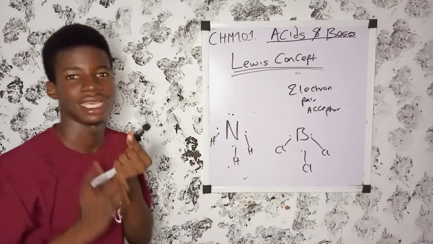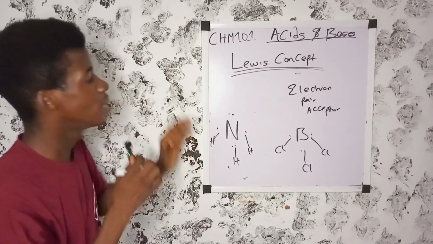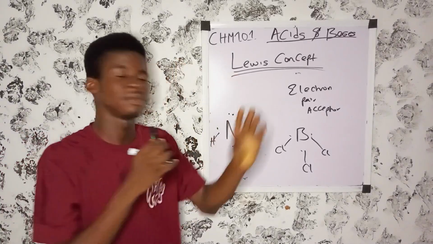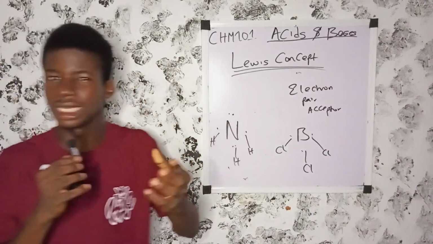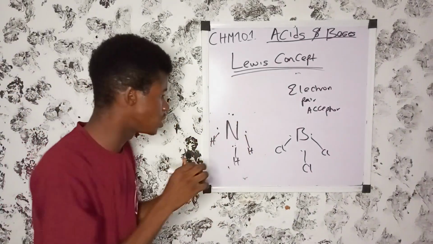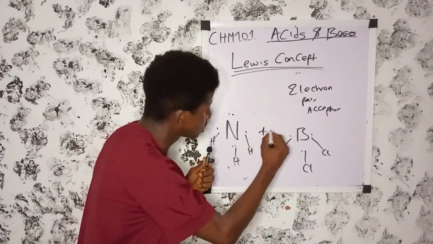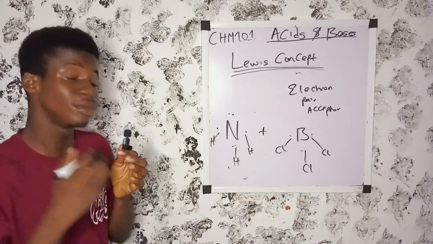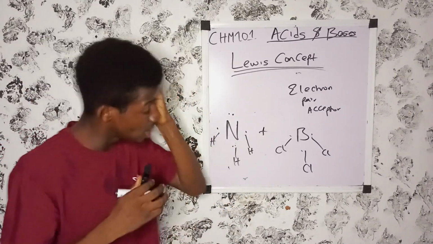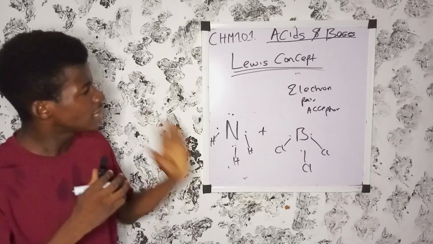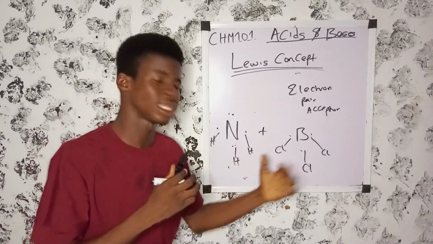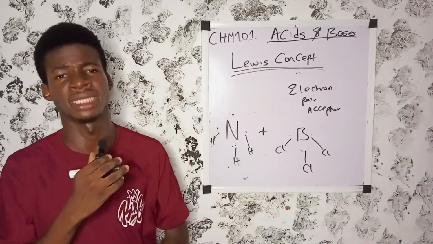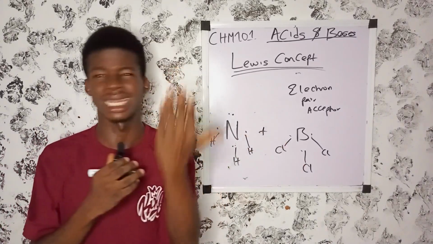Ammonia. Now, Lewis concept about an acid: he defined an acid to be what? If you check in your textbook, there's something like this: ammonia reacting with boron trichloride, if I'm not mistaken. So now, which of these substances is a Lewis acid, and which is a Lewis base?